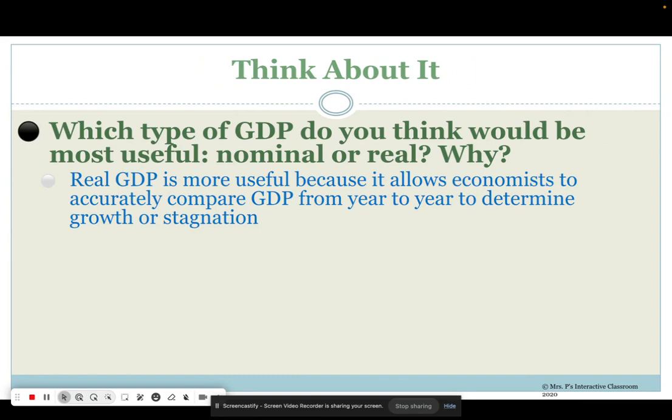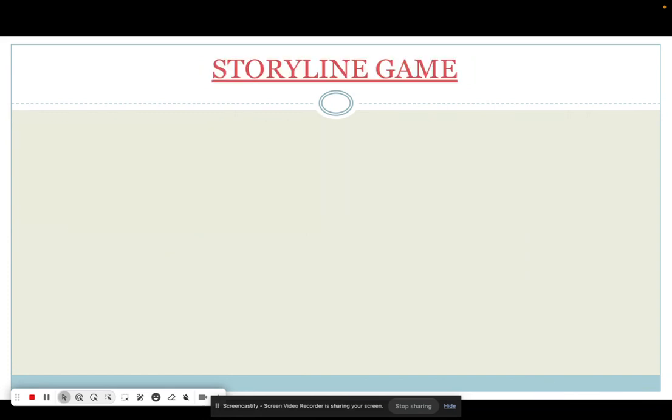So obviously, hopefully you came to this conclusion: real GDP is more useful because it allows us to accurately compare GDP from year to year to determine growth or stagnation. So it allows me to compare the GDP from 1950 to the GDP now. It's just a lot easier to use because it adjusts for inflation, right? The GDP number is not going to be the same in 1950 as it is now, but that doesn't mean the economy now is necessarily better or worse. It's all dependent upon inflation and that purchasing power.